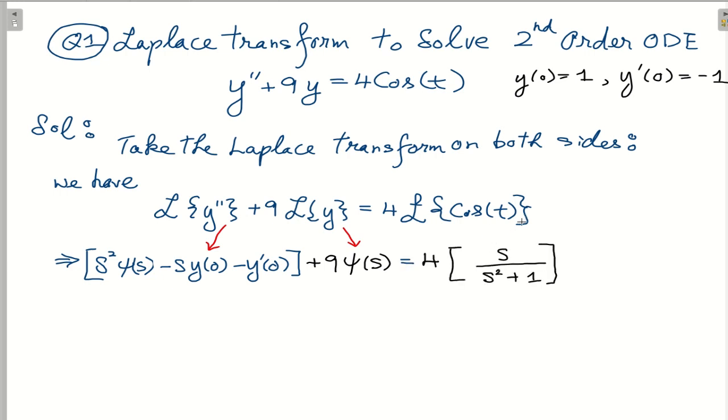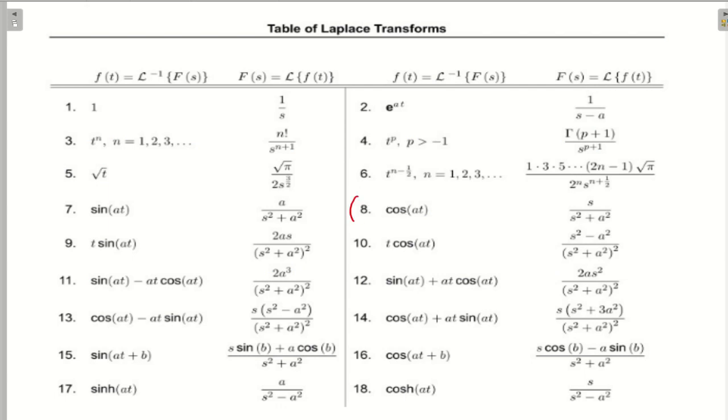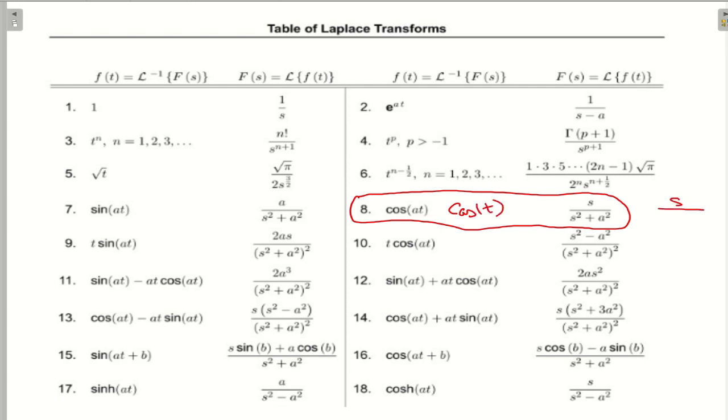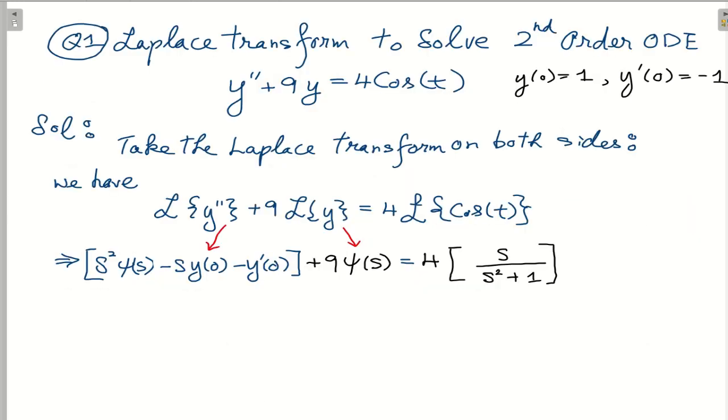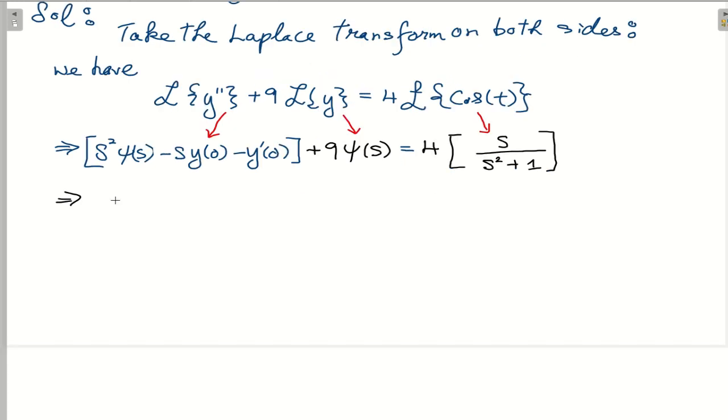And the Laplace transform of cosine t, from the Laplace transform table, you can get s over s squared plus 1. Let's see the Laplace transform table. From the table, number 8, we can see that the Laplace transform of cosine at is equal to s over s squared plus a squared. So cosine of t is equal to s over s squared plus 1 squared, so s over s squared plus 1. Therefore, we get this term, cosine t, is equal to s over s squared plus 1 and multiplied by 4.